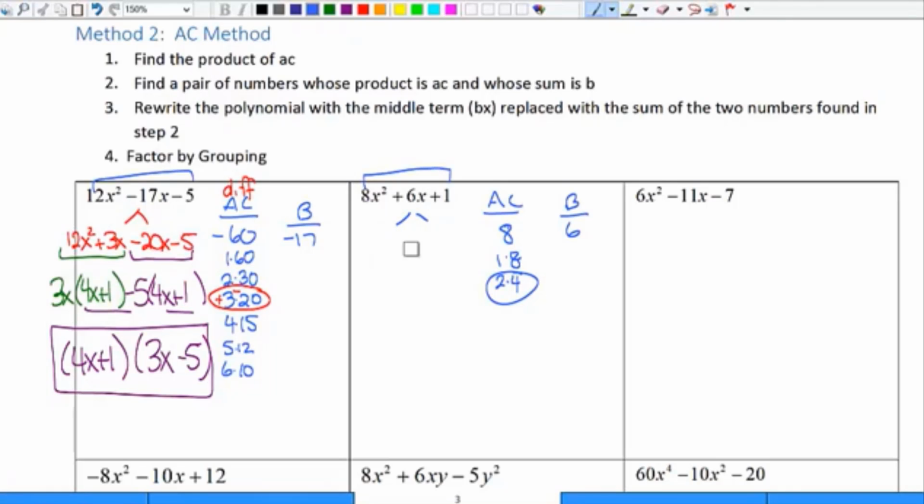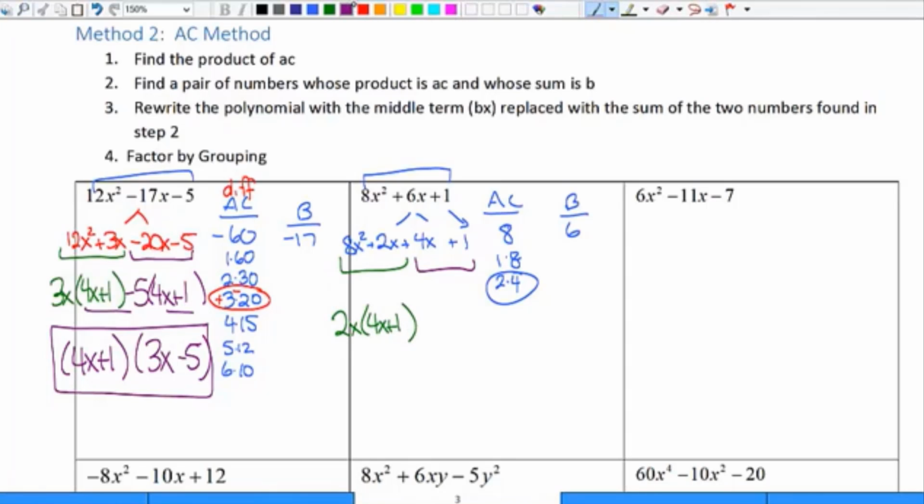So if I take that 6x squared and break it up into 2x and 4x, the 1 just comes down and the 8x squared just comes down. Now I have 4 terms. I already know how to work 4 terms. On the green group, I'm going to factor out a 2x.